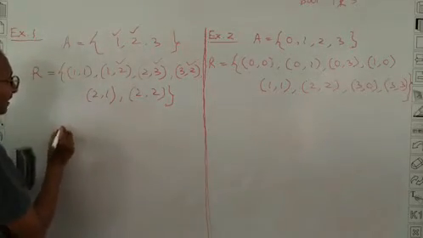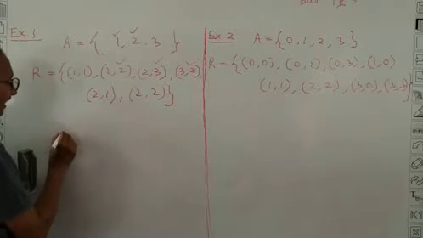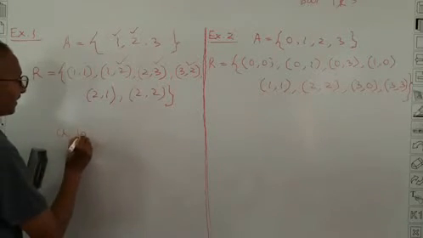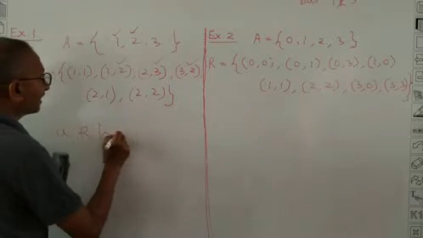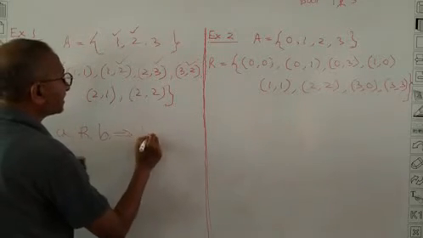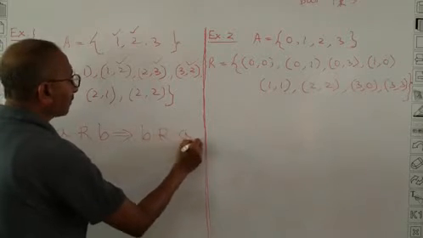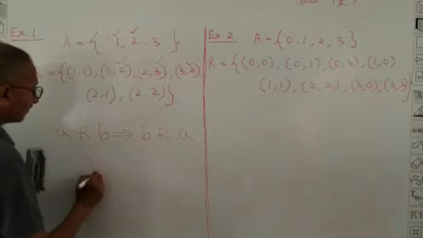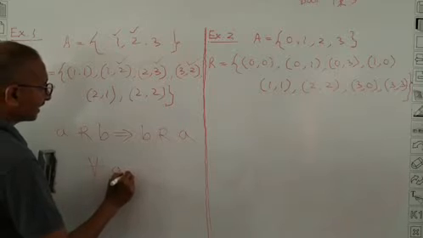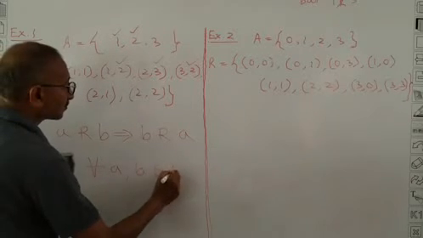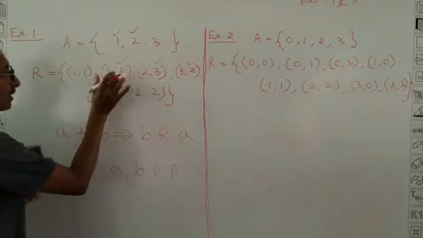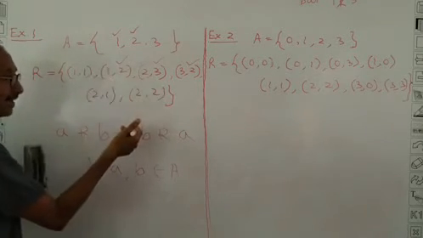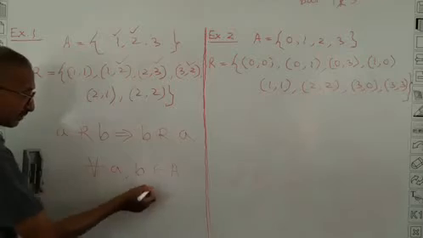This is symmetric because A is related to B implies B is related to A, for every A, B belonging to A. Means for all elements wherever we have got A, B, we have got B, A also. That is the meaning of this one.